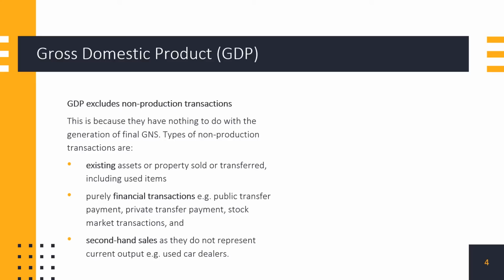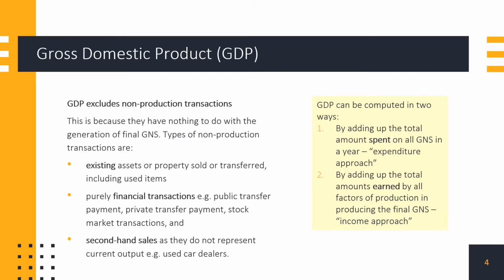Now, having known the two important characteristics of GDP, we can now move on to how to calculate or compute GDP. In this course, you will learn how to compute GDP in two ways. One is called the expenditure approach, and the other is called the income approach.